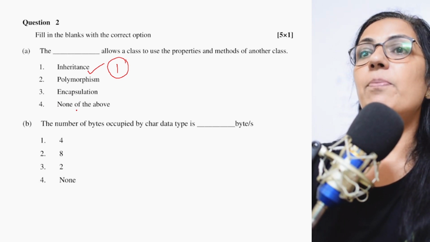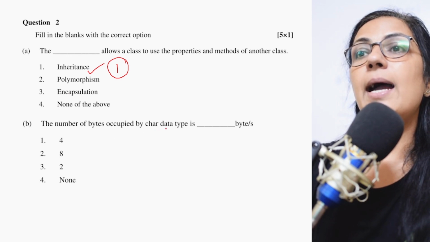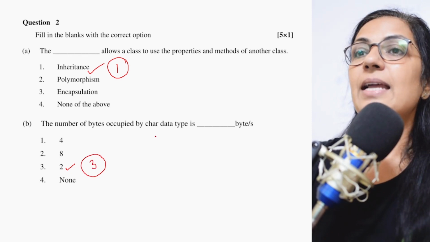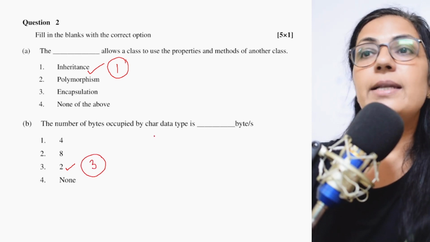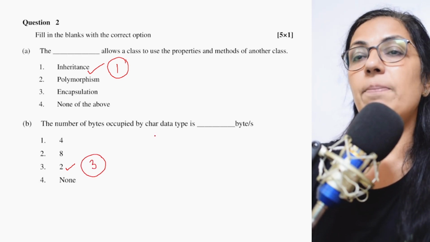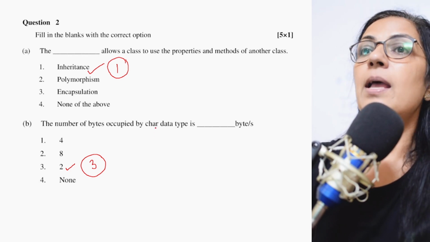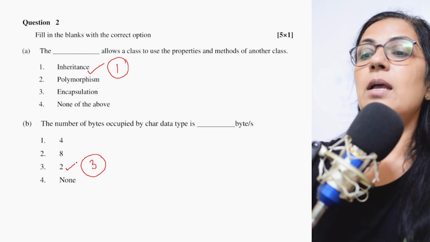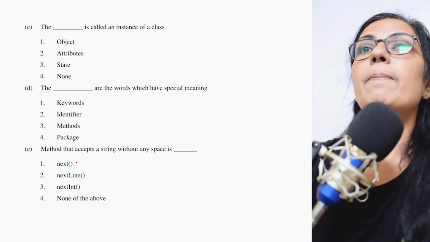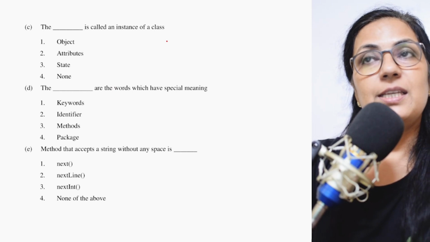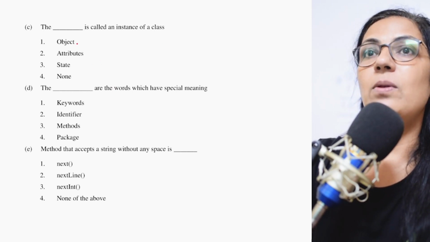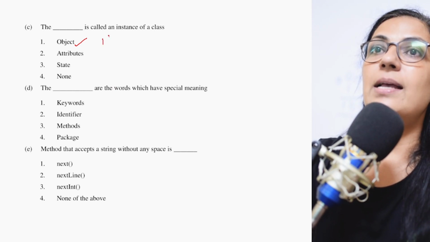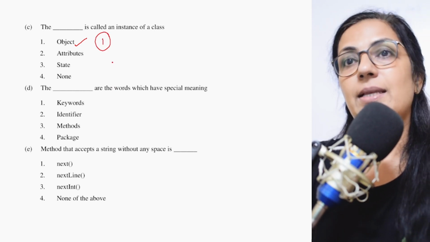Then, the number of bytes occupied by char data type. Here also I would like to tell you that you have to learn the number of bytes occupied by each primitive data type. And the char data type takes 2 bytes, right? So please learn these. The dash is called instance of a class. In question number 1 only we did. Object is also known as instance of a class. So option 1 is the correct answer.